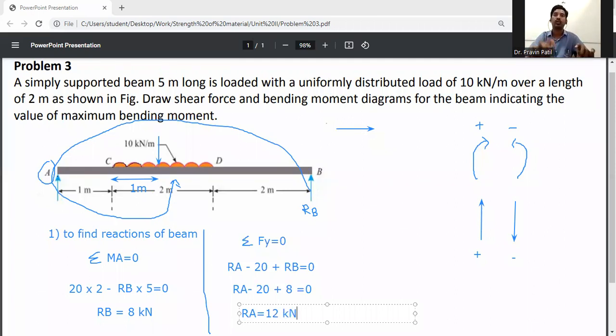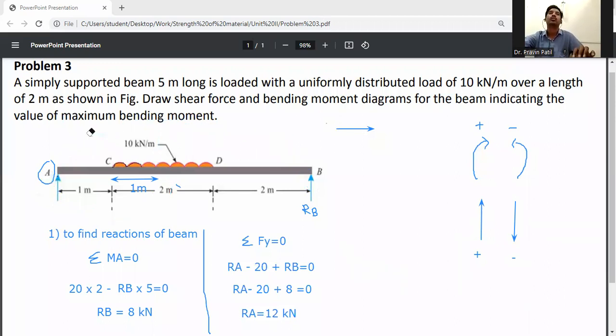12 kilonewton. So this one is the reaction at A and the reaction at B. So we have calculated the reactions at A and B. Just write down: RA is equal to 12 kilonewton and RB is equal to 8 kilonewton. This is step 1, calculating the reactions of this beam.